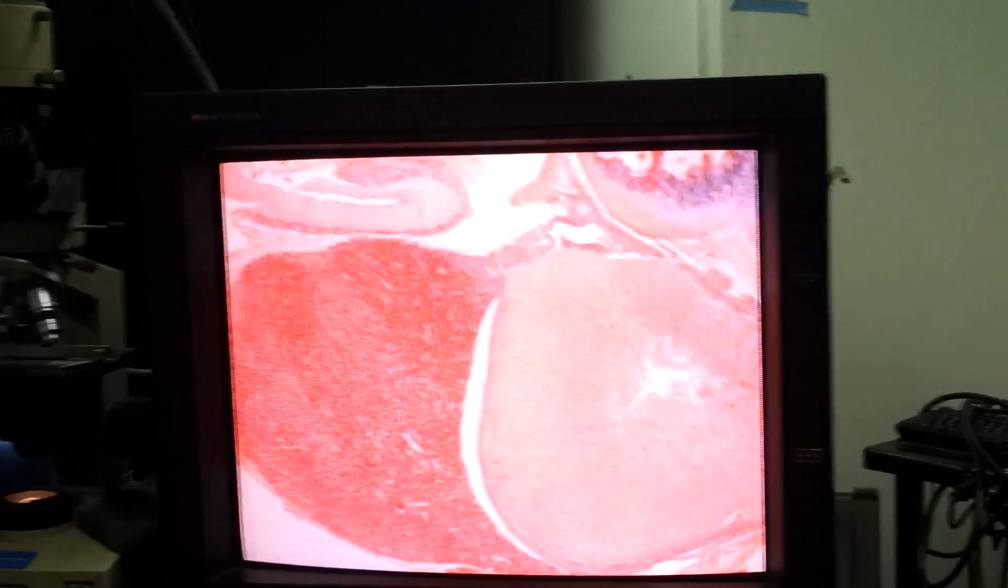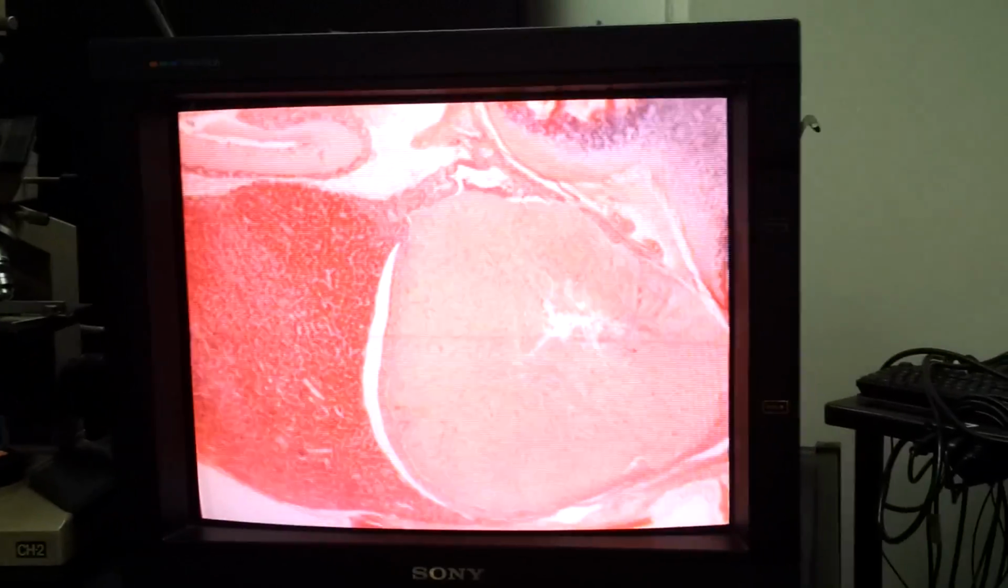So what cells are actually getting stained that bright red? And what zone of the gland is that? What gland is it? It's the pituitary. That's your anterior hypophysis. That's posterior.